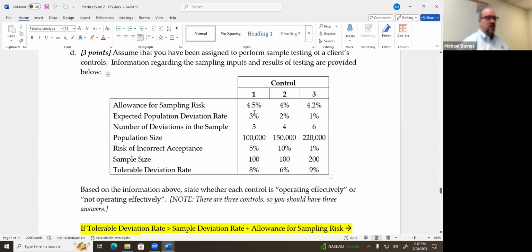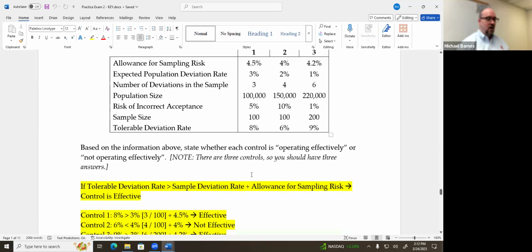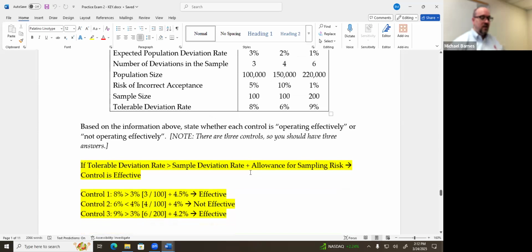We add our allowance for sampling risk. What does that give us? That gives us the computed upper deviation rate, okay? So 3% plus 4.5% is 7.5%. Our tolerable deviation rate is 8%. 8% is greater than 7.5%. Therefore, the control itself, control number 1, is effective.